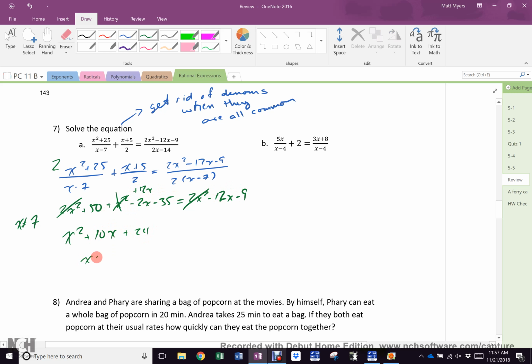24, and that's x plus 4, x plus 6 equals 0. So what is x? Negative 4 and negative 6. Are those both allowed with our restrictions? Yes. So that's our answer. 3 marks for these because you actually had to know what to do at the end.